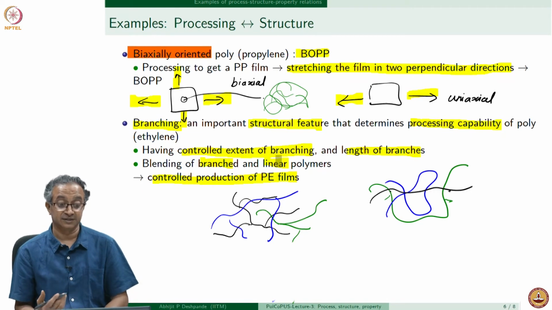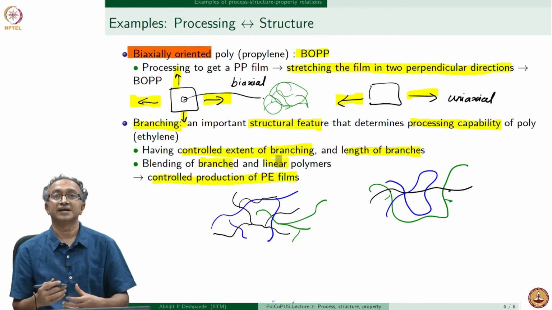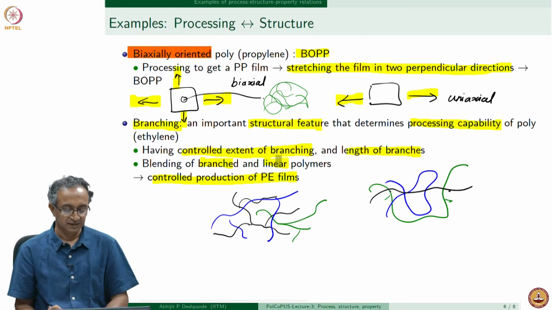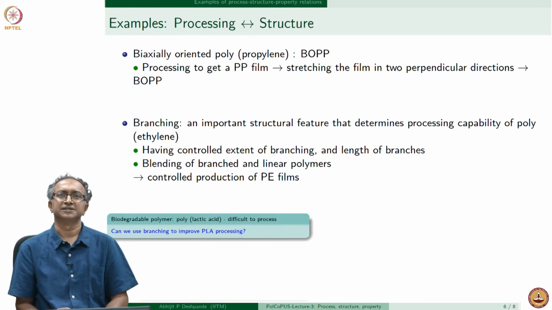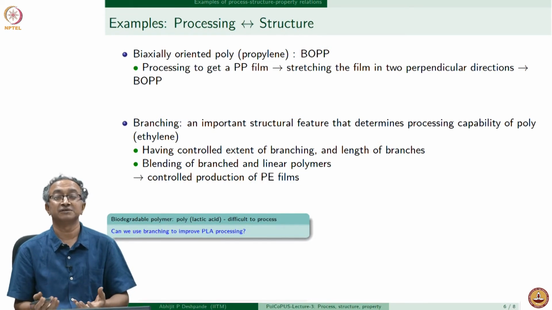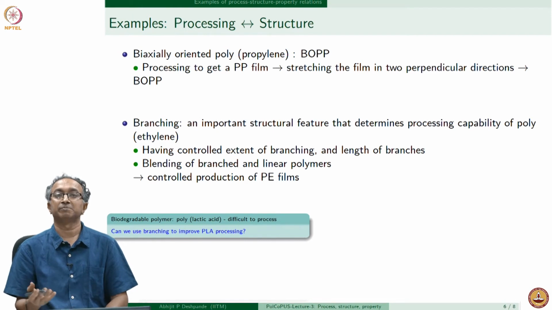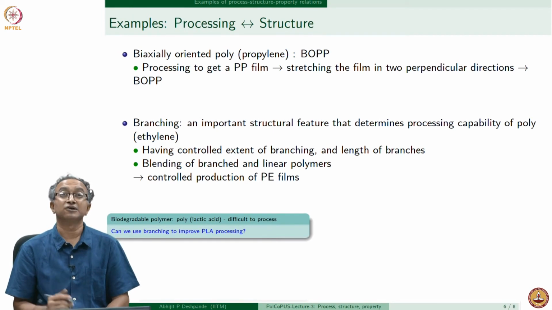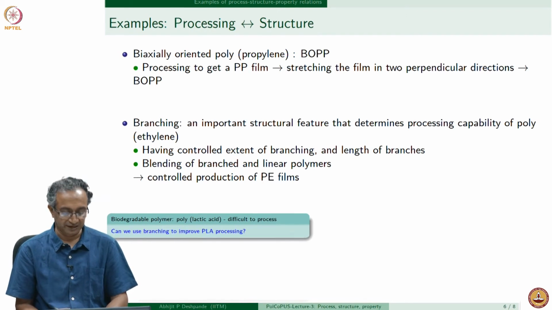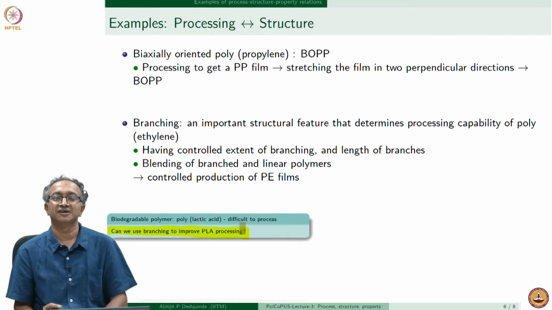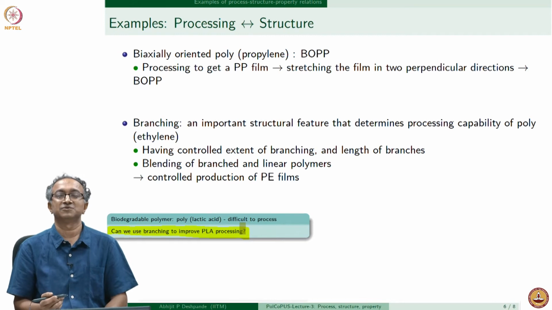And this is such a popular case of improving processing of materials that polylactic acid, which we will learn is a very promising biodegradable polymer for many of the packaging applications, is being studied. But it's very difficult to process polylactic acid. So one of the key research questions and practical questions people are asking is, can we use branching to improve polylactic acid processing? Polylactic acid generally will be a linear molecule. So can I make it branched? Or can I mix some other branched molecule in it so that I can make film very easily, like I can make films with polyethylene?